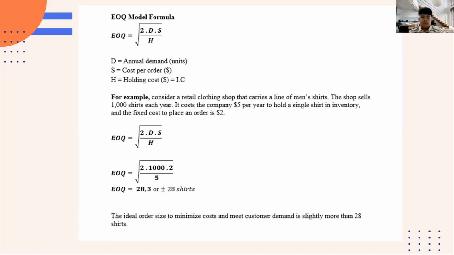So we put the data that we have into the formula. Root 2 times D times S divided by H. Root 2 times 1,000 times 2 divided by 5. So we get 28.3. So the ideal order size to minimize cost and to meet customer demand is likely around 28 shirts per order. That's all for me. Thank you.